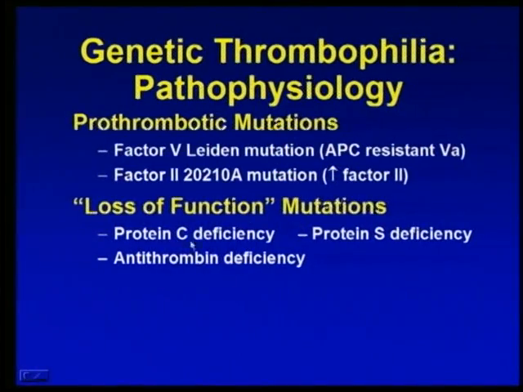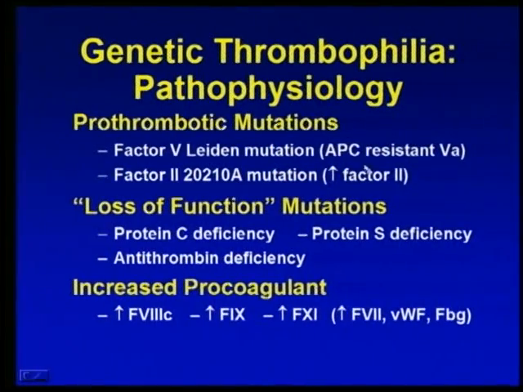There are so-called loss of function mutations that affect the proteins involved in the natural anticoagulants. Protein C deficiency is due to mutations in the protein C gene. Then there is deficiency of protein S, which is the cofactor with protein C in the activated protein C complex. And then deficiency of antithrombin, the other quite important natural anticoagulant, leading to, again, tipping of the balance of forming clot and preventing clot formation.